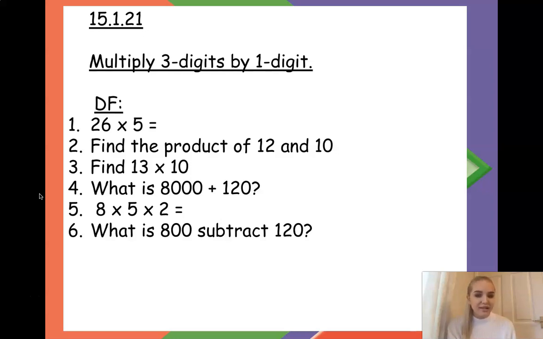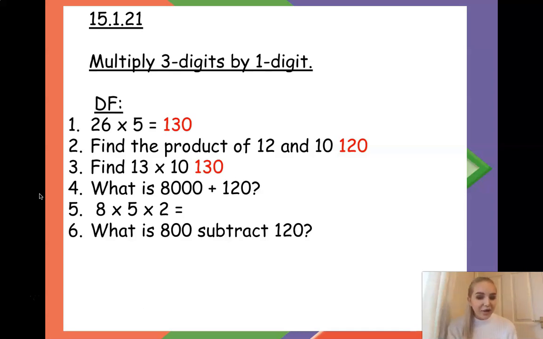Okay, number 1, 26 multiplied by 5. We could partition the number 26 into 20 and 6, or you could use the written method that we have been working on recently. So the answer is 130. Number 2, when we are finding the product of two numbers, we know that we are multiplying them together. So we are multiplying 12 and 10 to get the answer of 120. Number 3, 13 multiplied by 10. We are making the number 13 10 times bigger, so that would be 130.